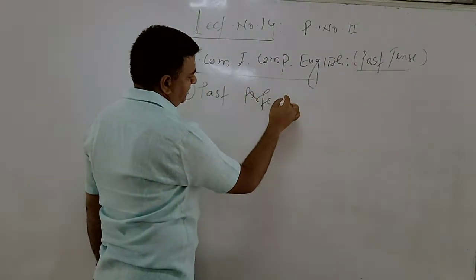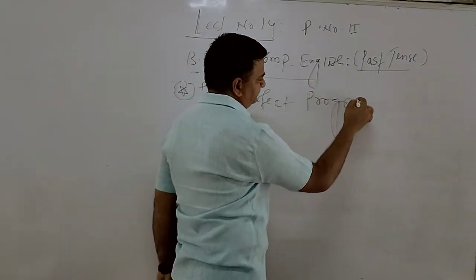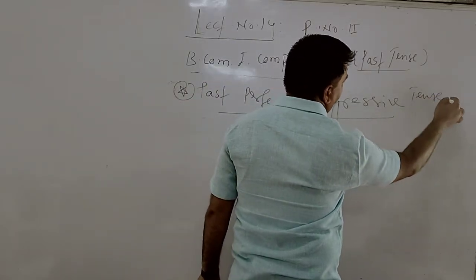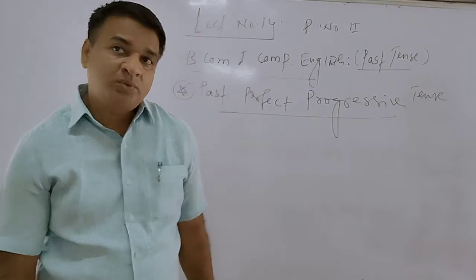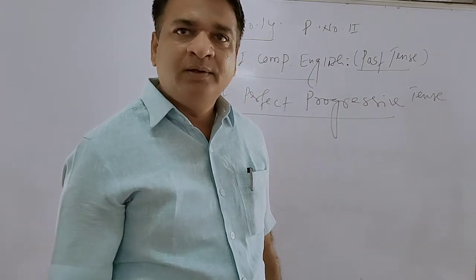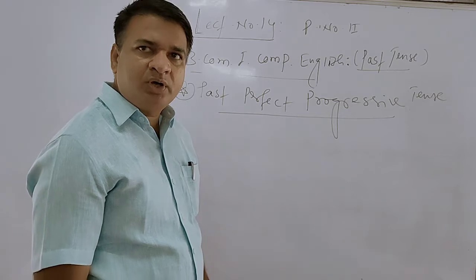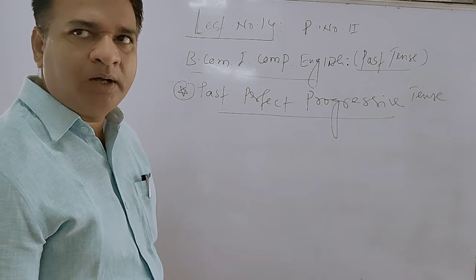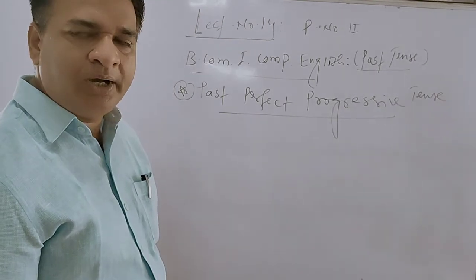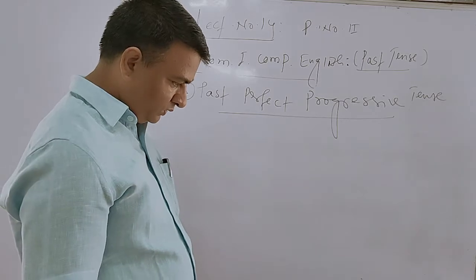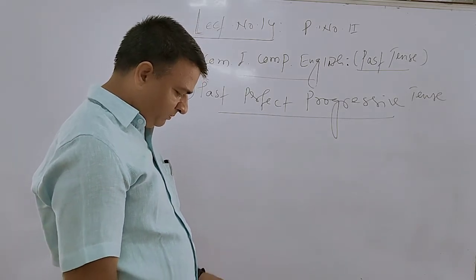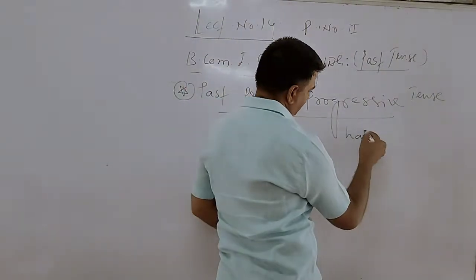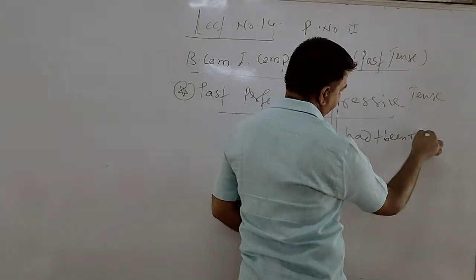Past perfect progressive tense, we couldn't use most of the time while using the pronouns or prepositions like since and for. The same way, past perfect progressive tense is, we can simply say, had plus been plus walking.